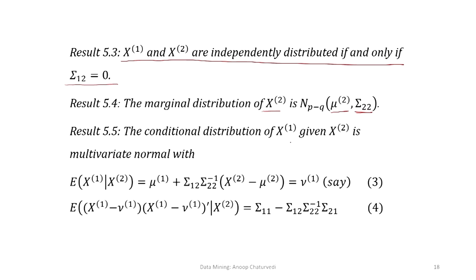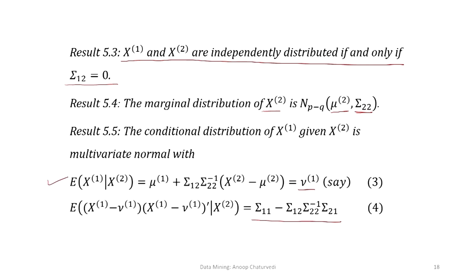Now, this is also multivariate normal having mean vector, expectation of x1 given x2, equal to mu1 plus sigma 1 2, sigma 2 2 inverse (x2 minus mu2), and we denote it by say nu 1. And expectation of (x1 minus nu 1)(x1 minus nu 1) transpose given x2 is equal to sigma 1 1 minus sigma 1 2, sigma 2 2 inverse, sigma 2 1.